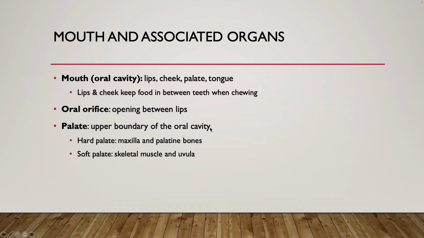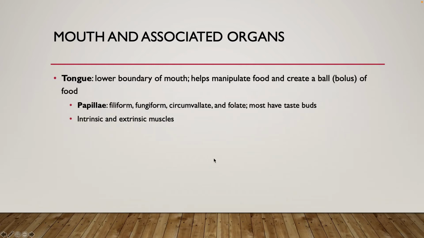We have our oral orifice, which is just generally the opening in between our upper and lower lips. And then we have our palate, which consists of a hard palate or bony palate, made up of the maxilla and palatine bones. And then we have a soft palate, which has our skeletal muscle and our uvula. So we'll take a look at some of those in just a few slides.